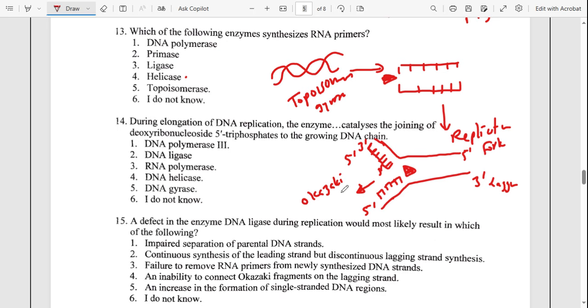Okazaki fragments. What will now come to connect these short Okazaki fragments on the lagging strand is what we call DNA ligase. DNA ligase. So I've basically described for you the entire process of DNA replication. I hope it's clear. So the question is, which of the following enzymes synthesizes RNA primers? It is primase. Okay, remember primers are RNA molecules. Does that make sense, guys?